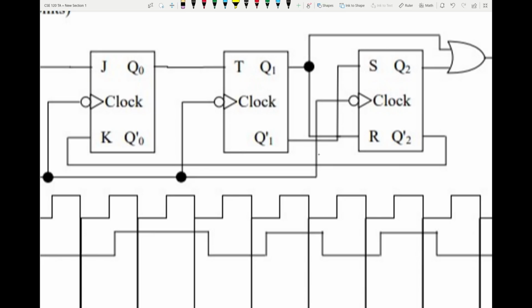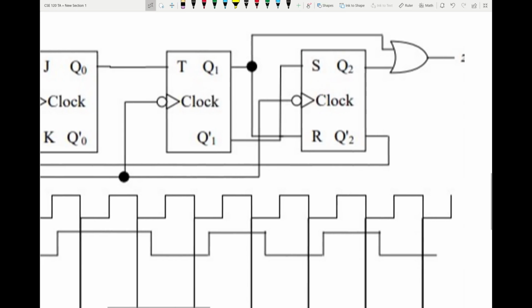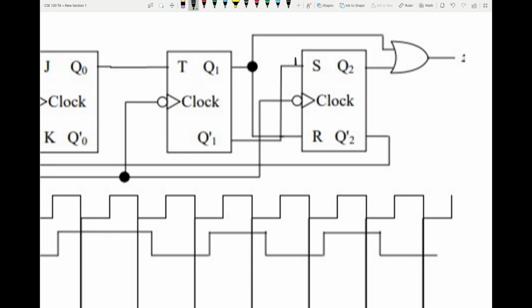output stays the same. Now for the SR, if there's a 1 on the set, this output will become a 1. However, if there's a 1 on the reset, the output will become a 0 instead. And in this case, we'll find out that we won't have any confusion as to if they're both a 1 or anything like that. And we'll see why here in a second.